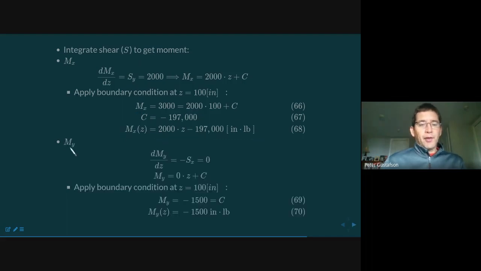Do the same thing for My. The only difference here is this equation has the minus sign in it. We saw and talked about that extensively last time. So again, this is going to be equal to 0. The shear force in the x direction is 0, so we can say that the moment is now going to be equal to a constant. We can apply the boundary condition that we saw at the end of the beam where My was equal to minus 1,500 inch-pounds. And so we know this is going to be a constant within the entirety of the beam.